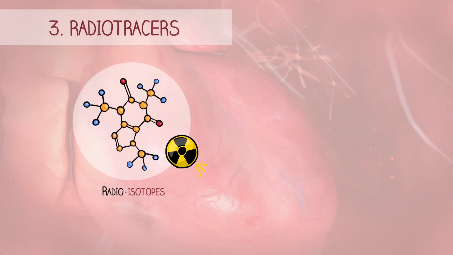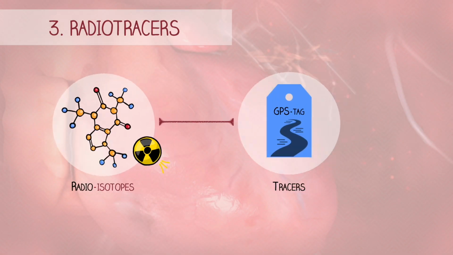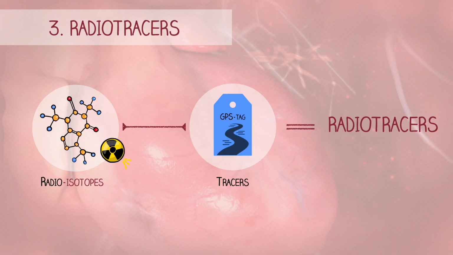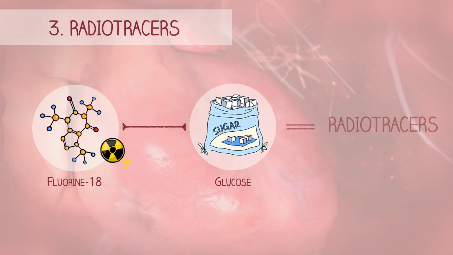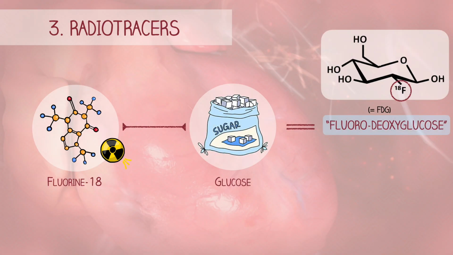These radioisotopes are attached to tracers that create radiotracers. Tracers are like special GPS tags that help a radioactive isotope find its way inside your body. They are selected based on the specific process the doctors want to study. For example, fluorine-18 can be attached to a glucose molecule, creating fluorodeoxyglucose.